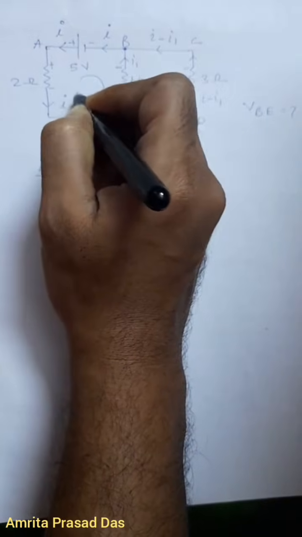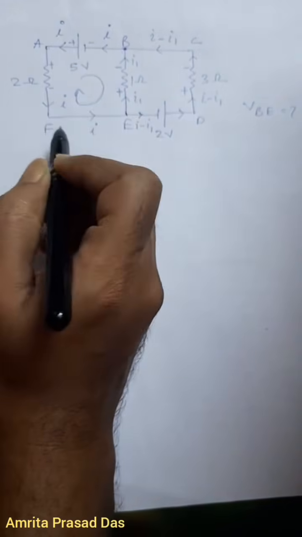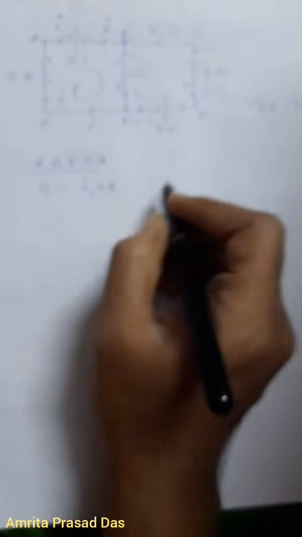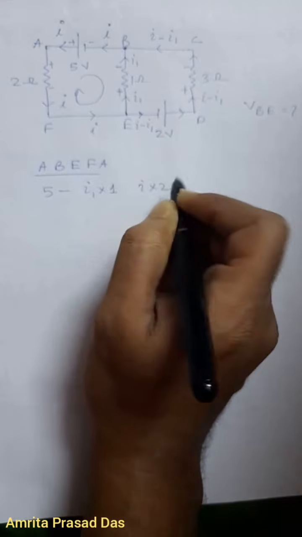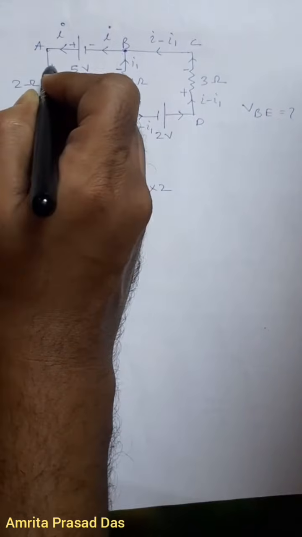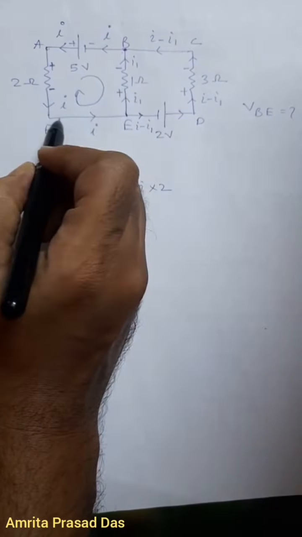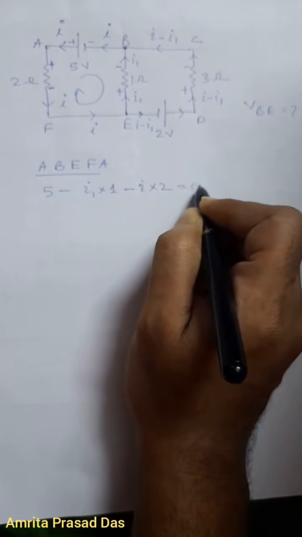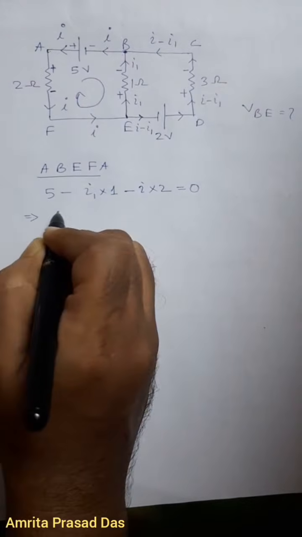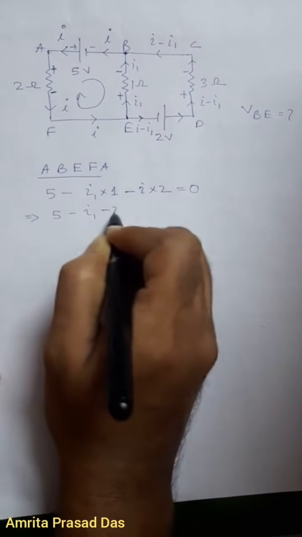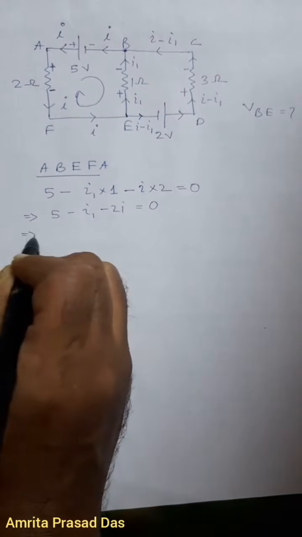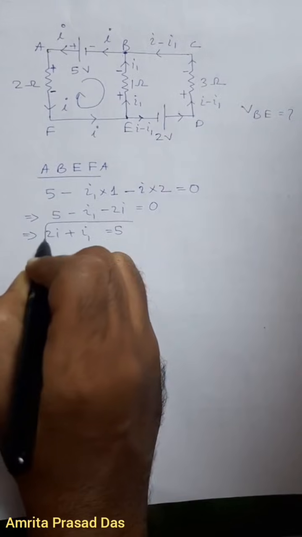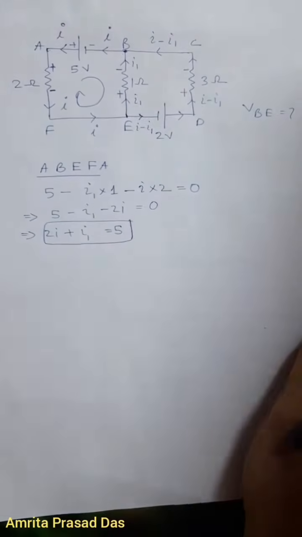Now you are moving through this resistance, and the potential difference across it is I into R, that is I into 2. You are moving from low potential to high potential, and so you are getting a negative potential difference, that is minus I into 2, is equal to 0. So you can write it as 5 minus I1 minus 2I is equal to 0, or 2I plus I1 is equal to 5. This is the equation of this loop.